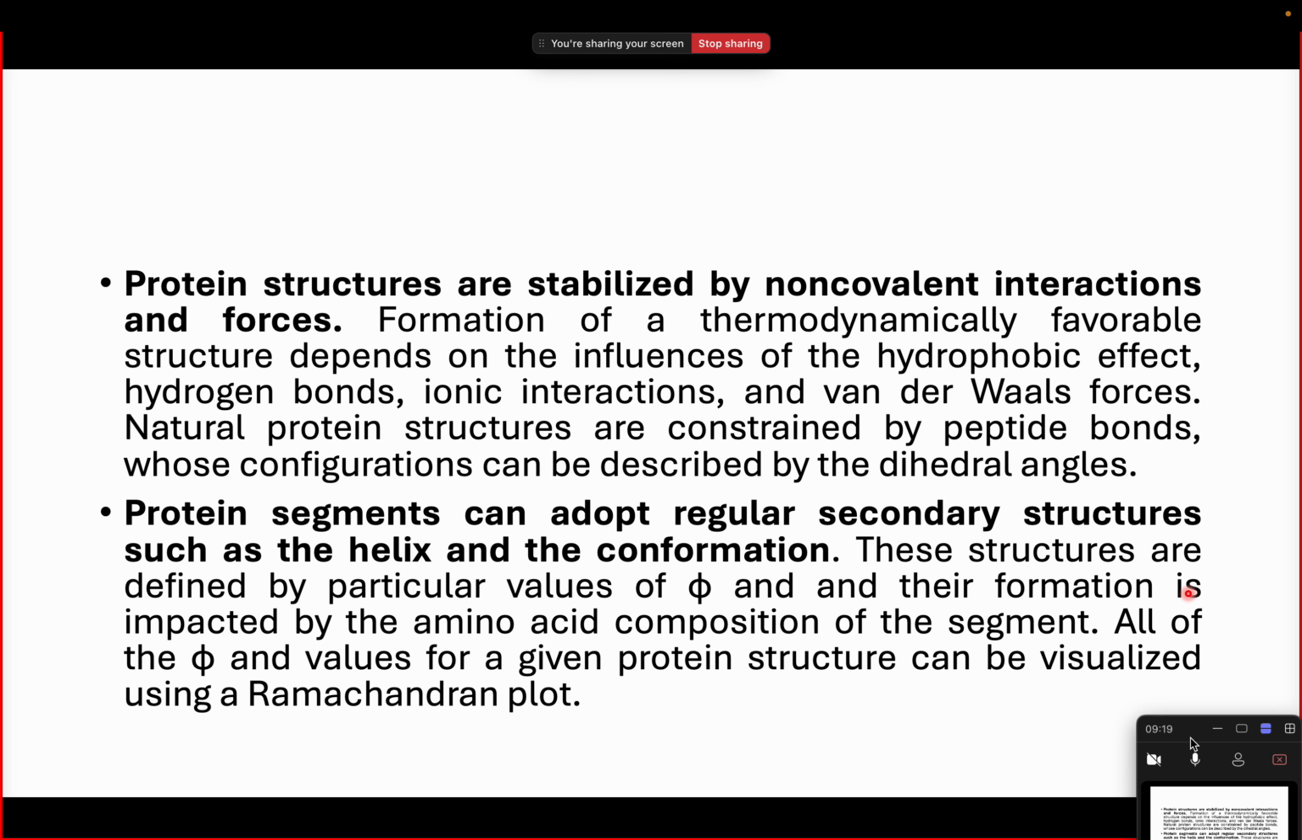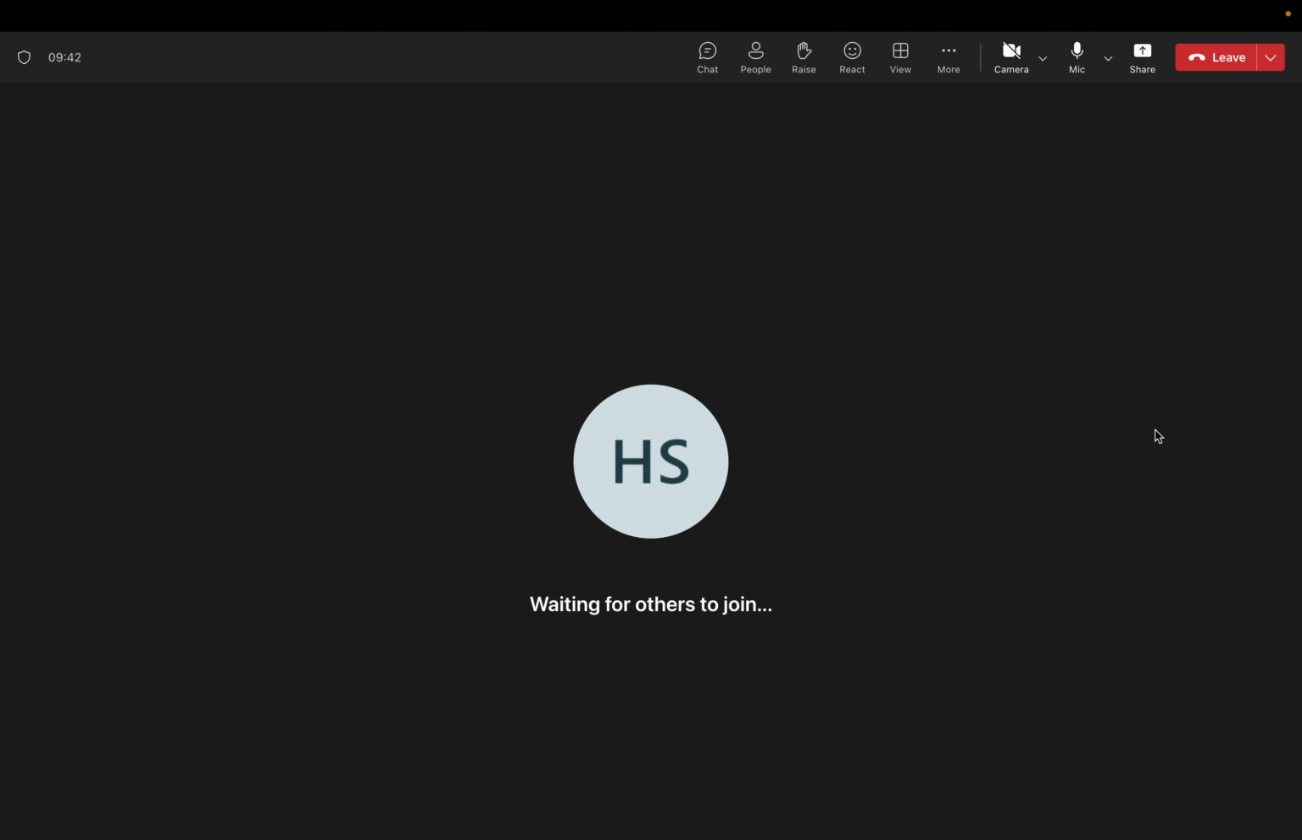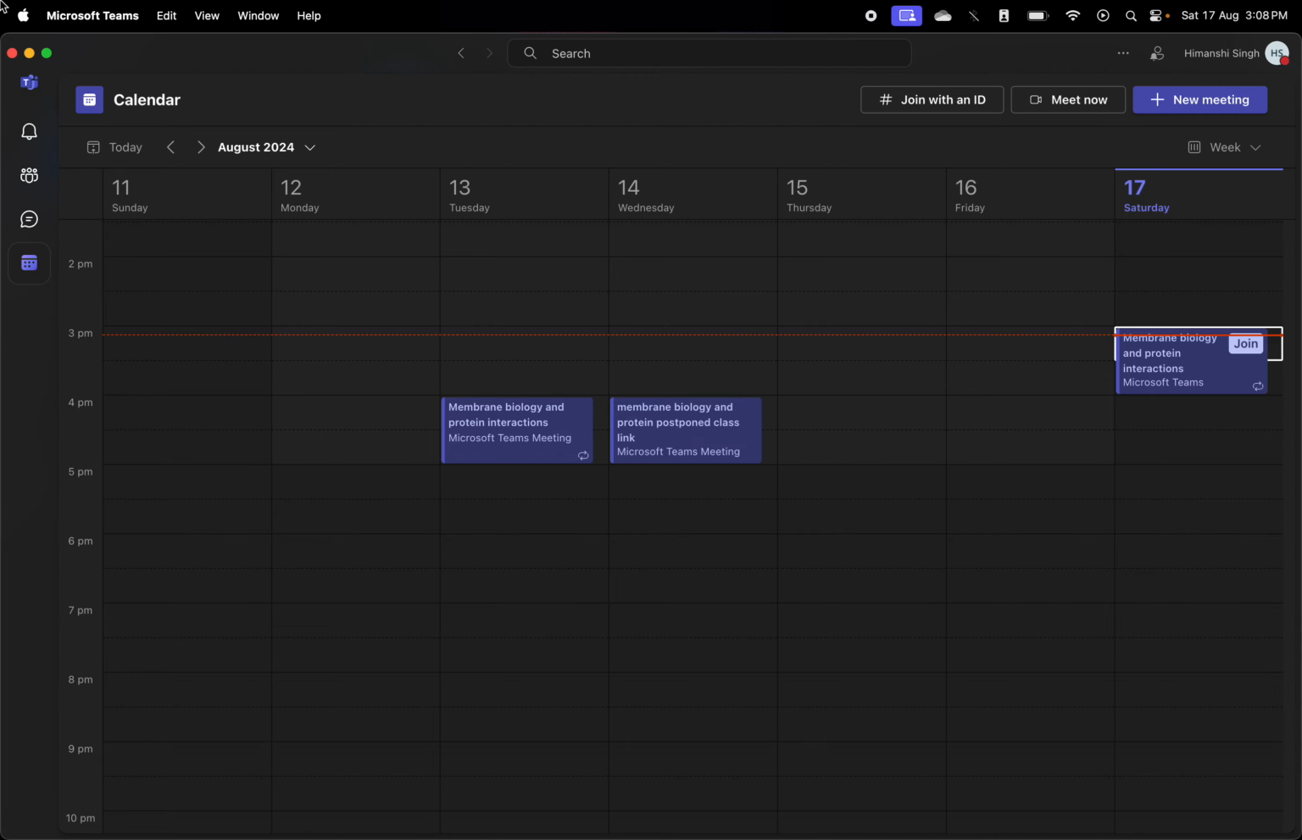Natural protein structures are constrained by peptide bonds whose configurations can be described by the dihedral angles. Protein segments can adopt regular secondary structures such as the alpha helix and the beta conformation. These structures are defined by particular values of phi and psi, and their formation is impacted by the amino acid composition of the segment. All of the phi and psi angle values for a given protein structure can be visualized using a Ramachandran plot. And from here we digressed towards the Ramachandran plot.